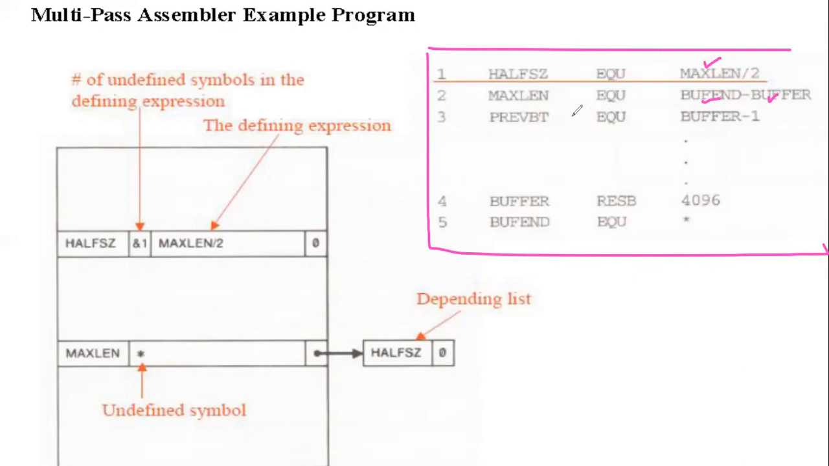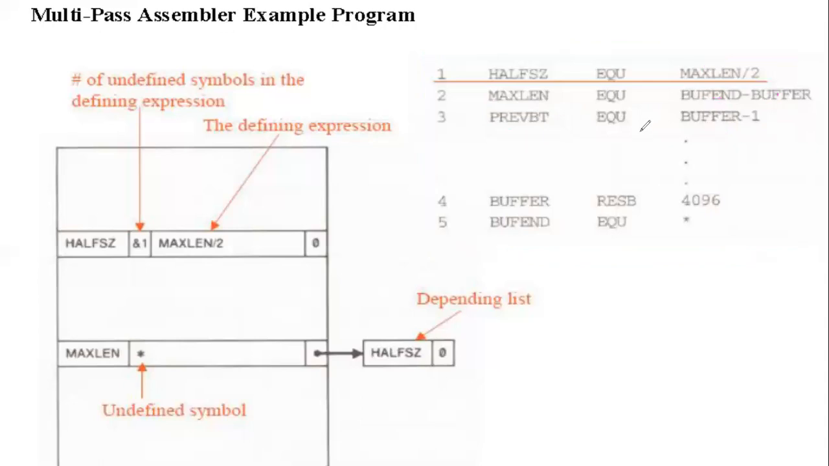Then here we have one more operand which is named previous byte, which is equal to buffer minus 1. So here we don't know what is buffer. Then previous byte is also unknown exactly. Such references are creating a sequence of unknown operands.